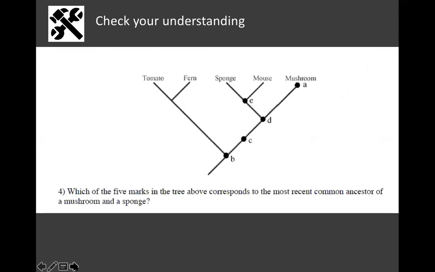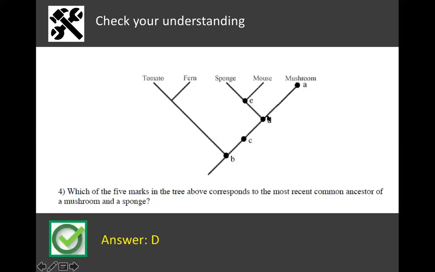So now we're going to check our understanding. Which of the 5 marks in the tree above correspond to the most recent common ancestor of a mushroom and a sponge? Is it B, C, D, E, or A? Okay, let's see. The correct answer is D.